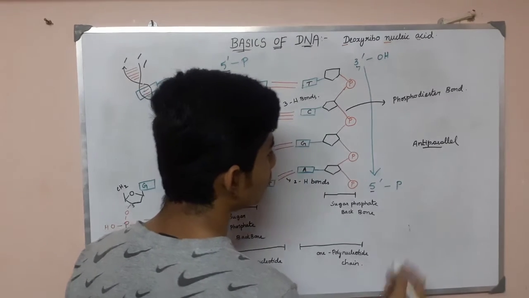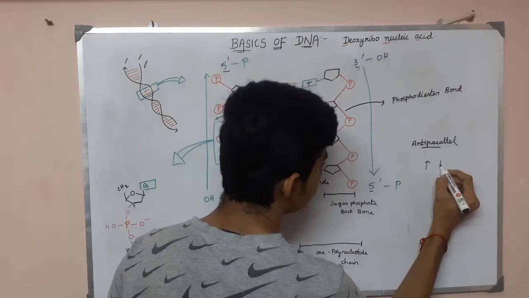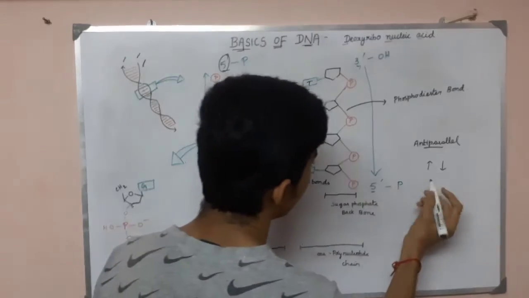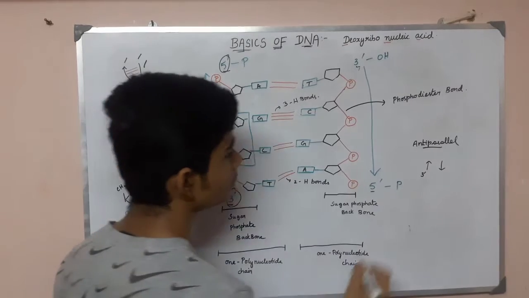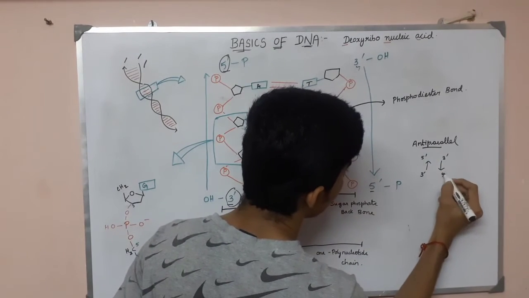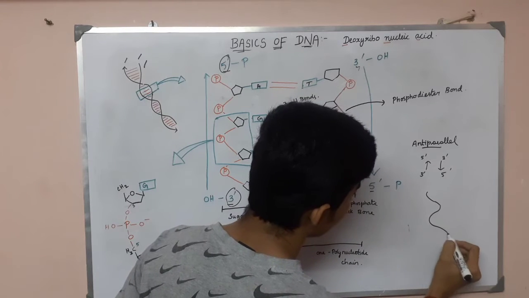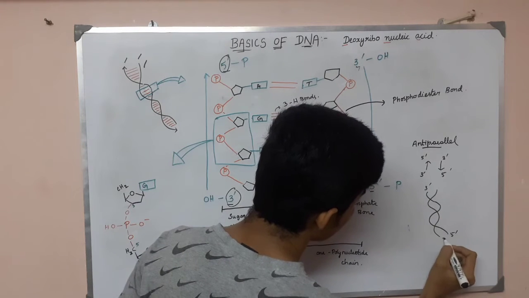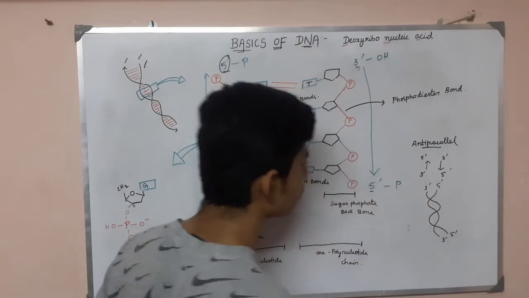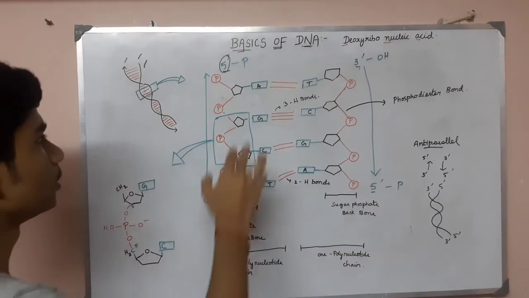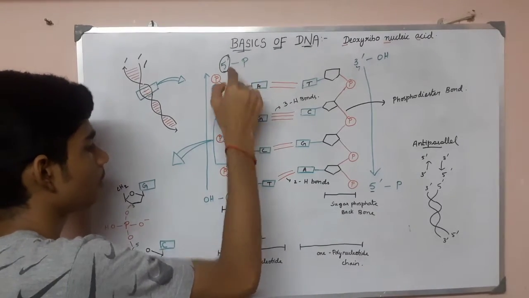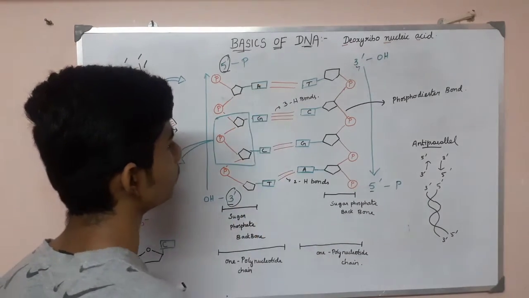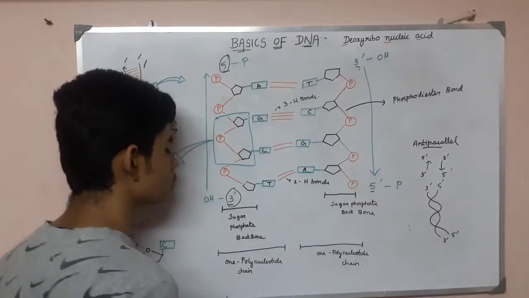DNA is anti-parallel. If one strand runs in this direction and the other strand runs in this direction, these 3' and 5' labels are created to denote the direction. Like that, DNA will be formed like this. So this will be 3', another will be 5', right? And this is a nucleotide, and this 3' will have an OH group, and this 5' will always have a phosphate group. Like that in that strand also.